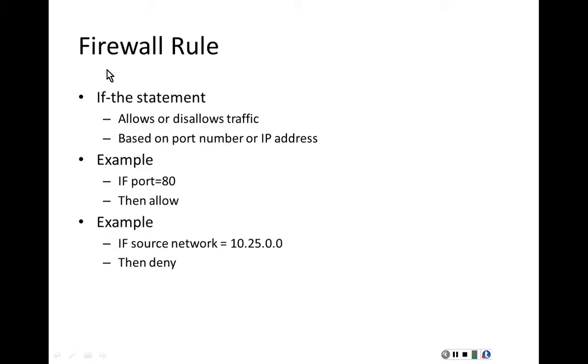A firewall rule is an if-then statement that allows or disallows traffic based upon port number, or it can also allow or block traffic based upon IP address. One example is if the packet is port number 80, then allow. Or if we wanted to block traffic from a particular network, we could create a firewall rule that says if source network equals 10.25.0.0, then deny. And then that would block all traffic coming from network 10.25.